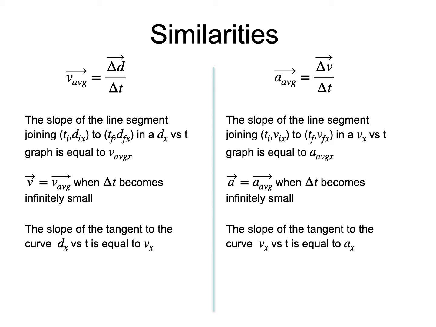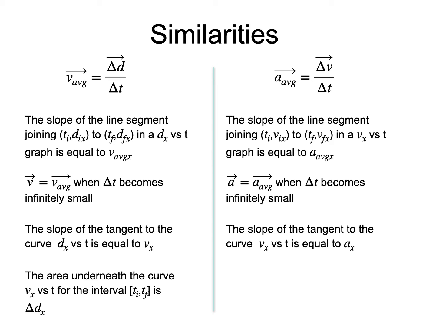Finally, the area underneath the vx versus t curve for the interval from ti to tf was the x component of the change of position. It follows that the area underneath the curve of the ax versus time graph for the interval from ti to tf would be the x component of the change of velocity.